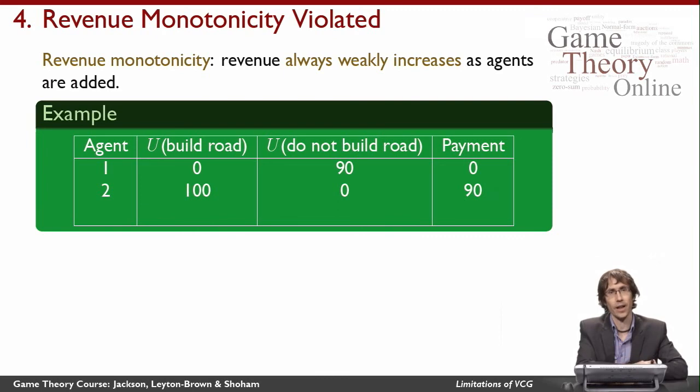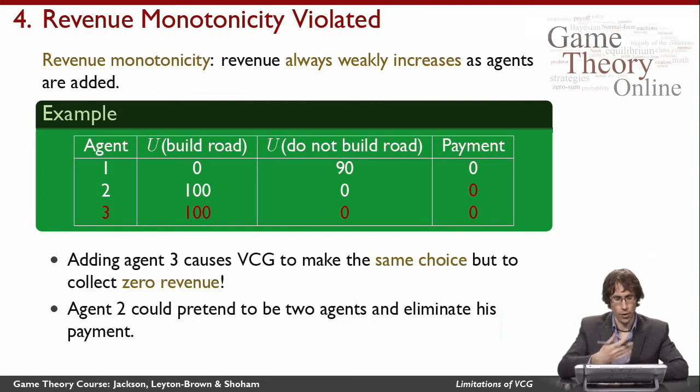But now let's consider adding another agent. And in particular, let's add an agent who has the same utility as agent 2. Well, this changes everything, because now if I drop either agent 2 or agent 3, then I'm still going to end up in a situation where I make the same choice. That means neither of these agents is pivotal, and because they're not pivotal, they don't pay anything. So now nobody has to pay anything. So what this means is that adding another agent to my mechanism didn't change the choice that was made by VCG, but caused it to go from a positive amount of revenue to zero revenue.